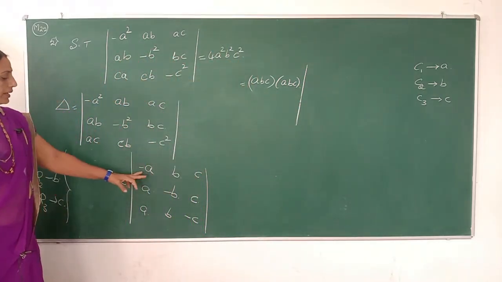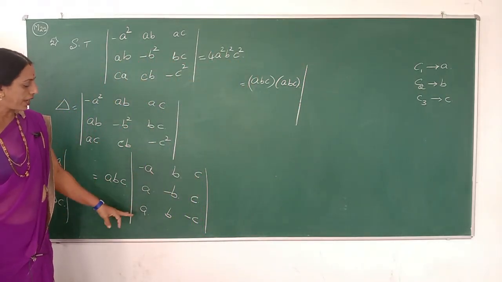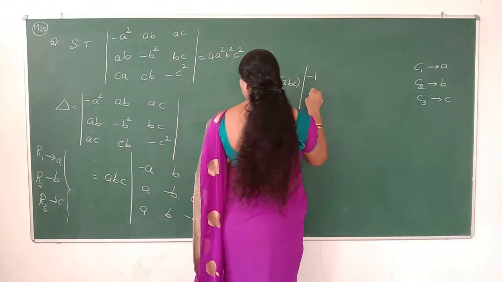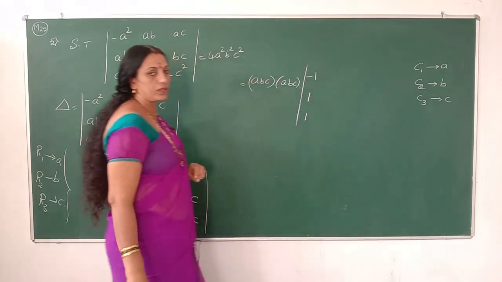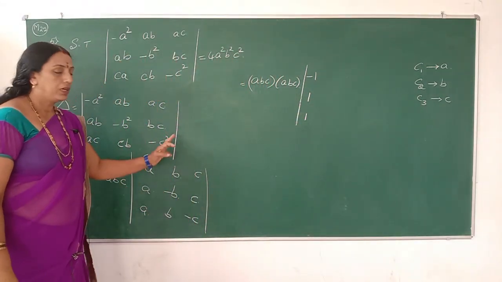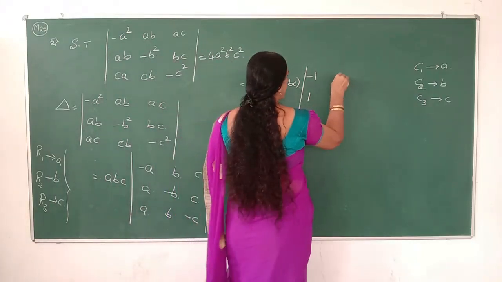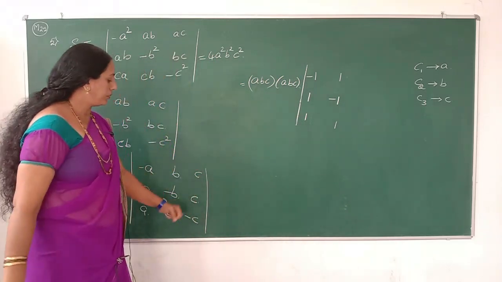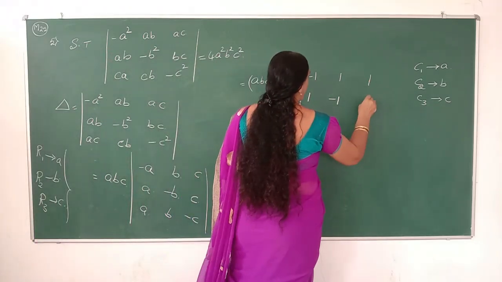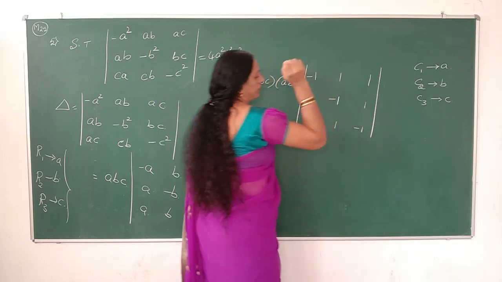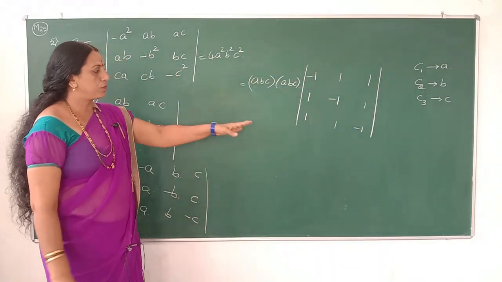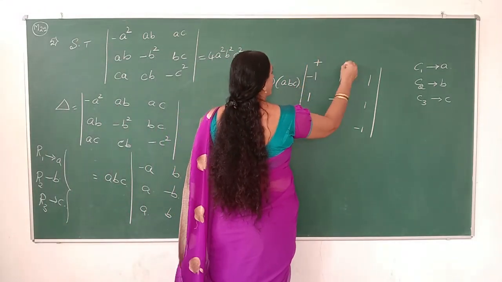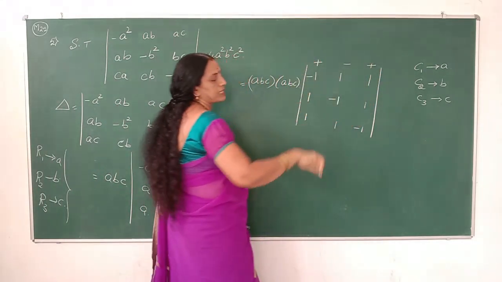So, what about the remaining elements? In the first column, A is a common factor, and the remaining elements are minus 1, 1, 1. Similarly, in the second column, B is a common factor, and the remaining are 1, minus 1, 1. And in the third column, C is a common factor, and the remaining are 1, 1, minus 1. After that, it is possible to use elementary row operations, otherwise simplification using the expansion form of determinants.